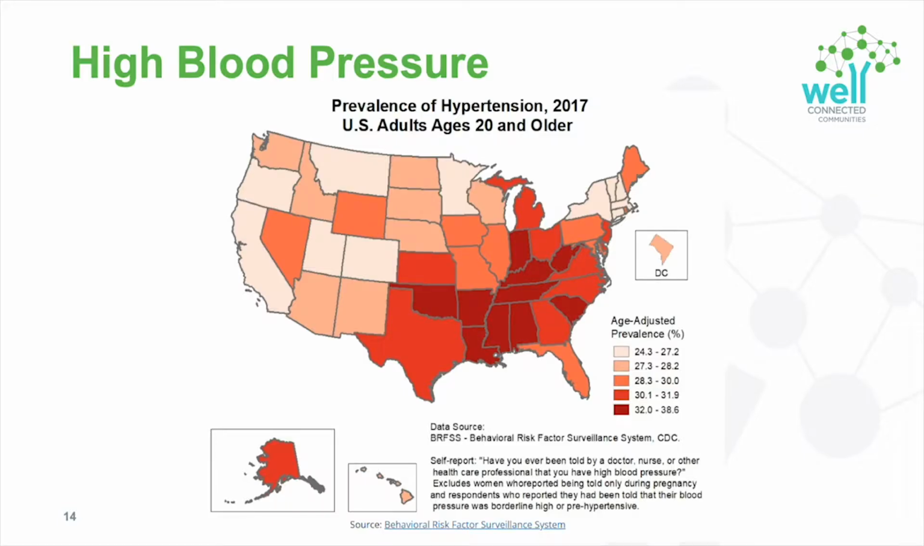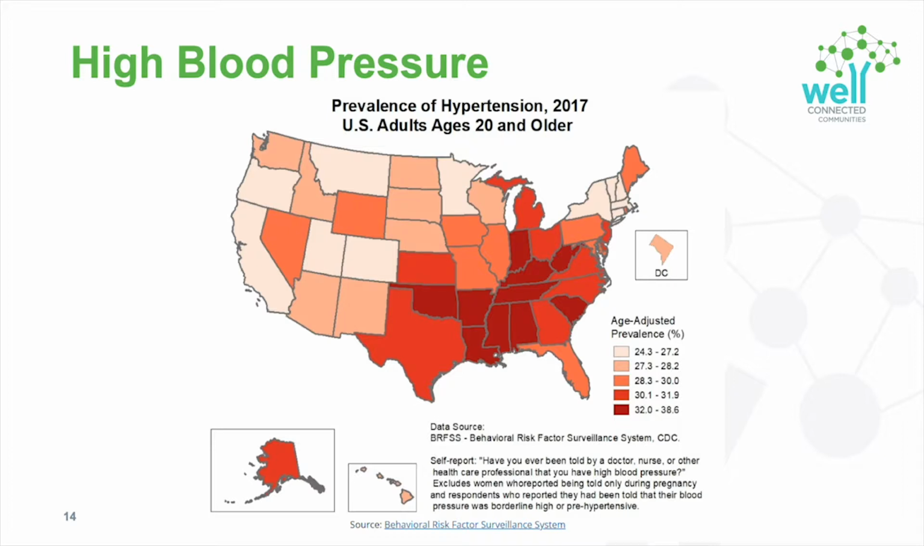High blood pressure is a major public health issue, as the United States map on this slide shows. States in the darker colors have higher rates of high blood pressure among adults. Can you find your state on the map? How does your state compare to others? And do you see any geographic trends?